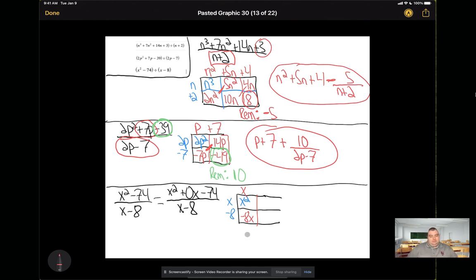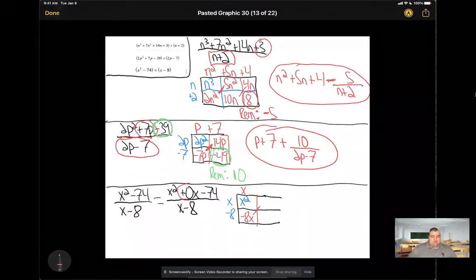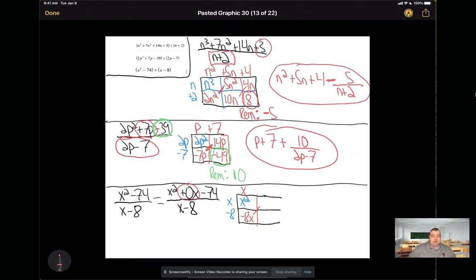So when I look at my diagonal here, my next term is 0x. So to go from negative 8x to 0x, what do I need to add to negative 8x? I need to add positive 8x, right? Negative 8x plus 8x is equal to 0x. So that's what needs to go there.